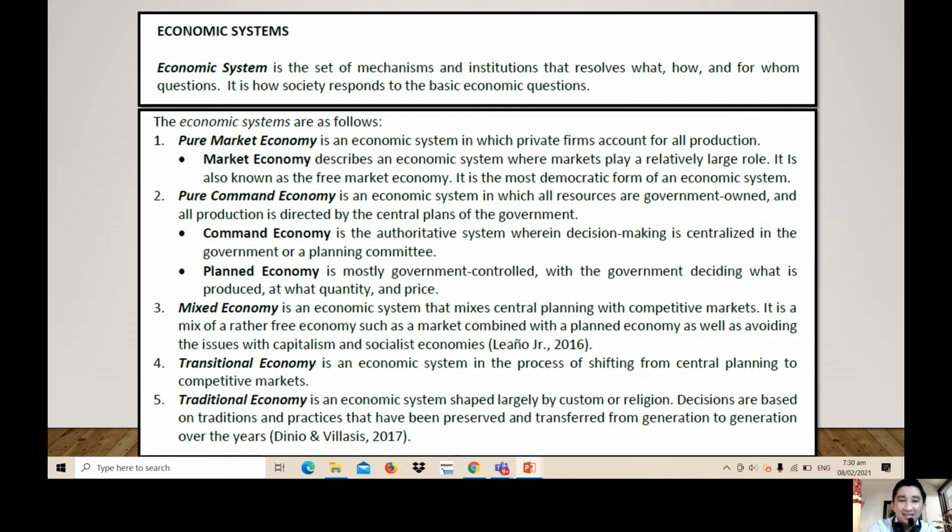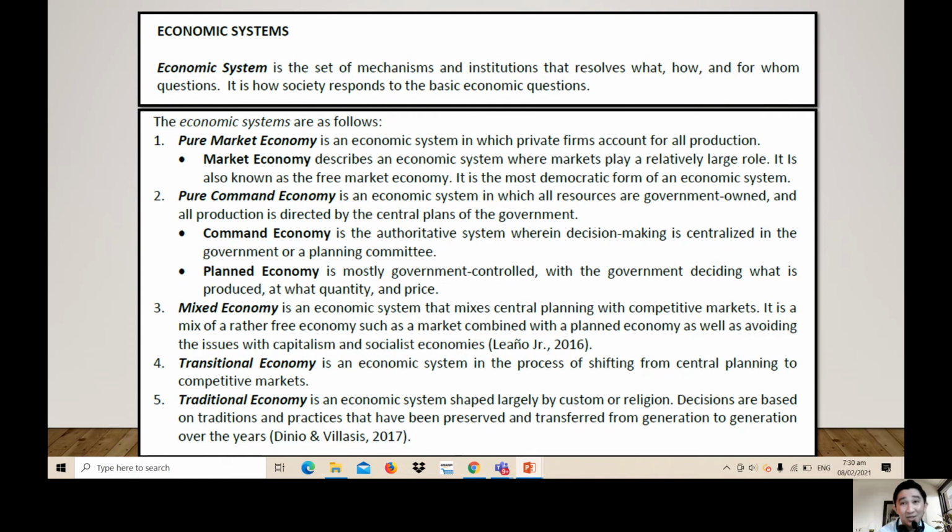It is an economic system that mixes central planning with competitive markets. It is a mix of rather a free economy, such as market, combined with planned economy, as well as avoiding the issues with capitalism and socialist economies. And we have transitional economy, an economic system in the process of shifting from central planning to competitive. Mag-shift from one type of economy to another type. Transitional. Okay? From central planning to competitive markets, from planned economy to a market economy.